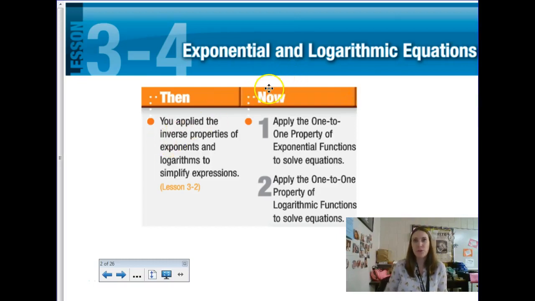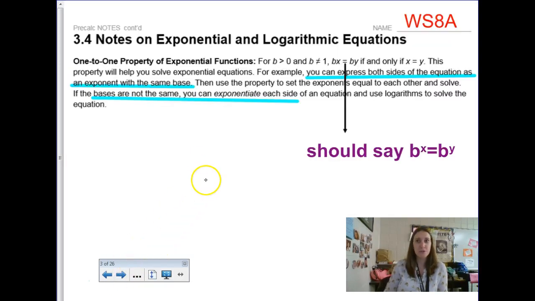For section 3.4, we're going to be solving exponential and logarithmic equations. We're going to have to use some properties of logarithms, possibly exponents. We're going to see different types. And this is kind of like a really large section, so let's make sure that we can get through as much as possible here in our lesson.